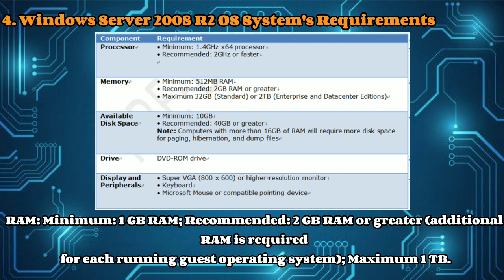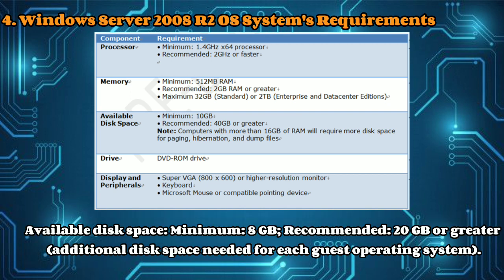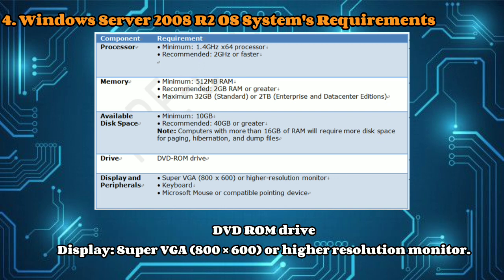RAM minimum: 1 GB RAM. Recommended: 2 GB RAM or greater. Additional RAM is required for each running guest operating system. Maximum: 1 TB. Available disk space minimum: 8 GB. Recommended: 20 GB or greater. Additional disk space needed for each guest operating system.